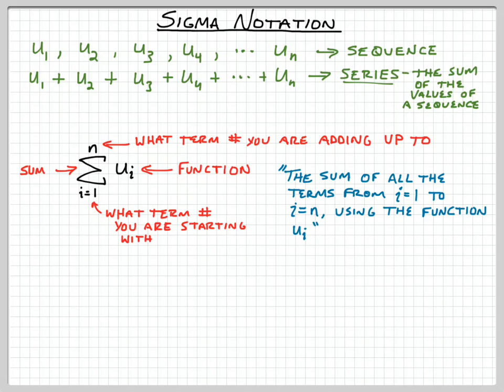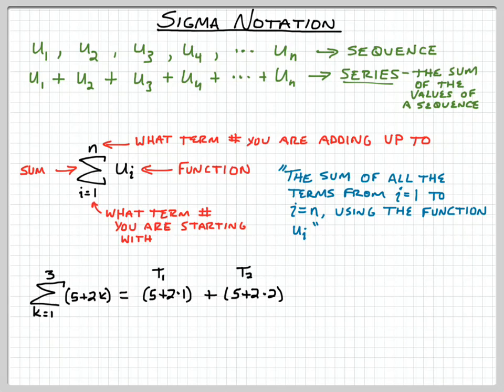So let's look at a specific example. That might help a little bit. Let's say we're looking at the sum of all of the terms from k equals 1 to k equals 3 using the function 5 plus 2k. We have 5 plus 2 times 1. We take k equals 1, drop it into that function, and that's the first term of the series. The second term is 5 plus 2 times 2. Then k equals 3 gives 5 plus 2 times 3, and that's our third term.